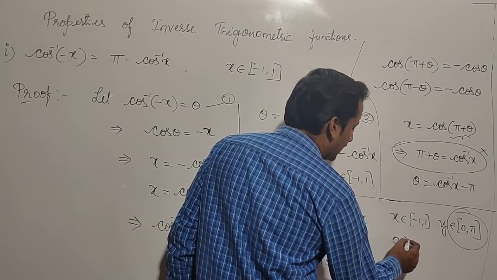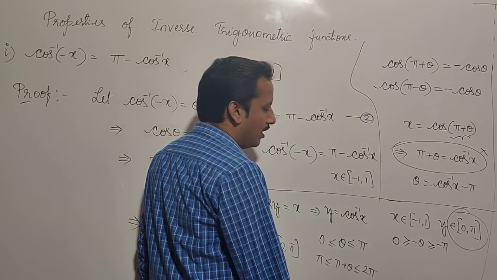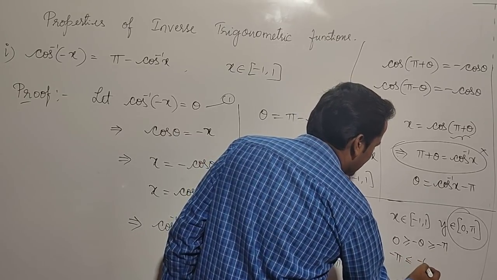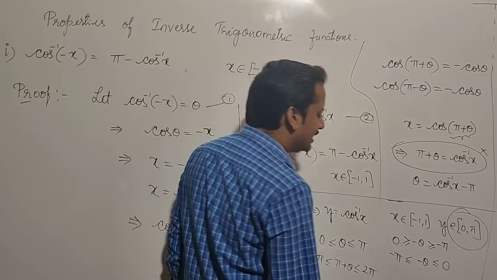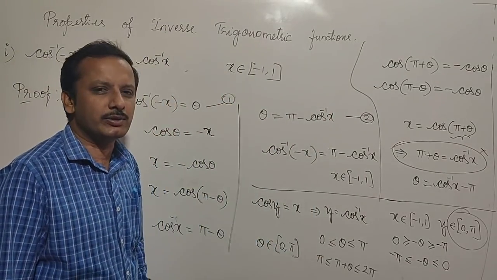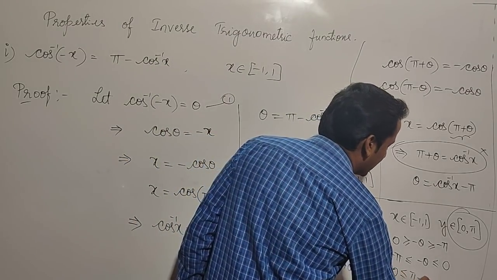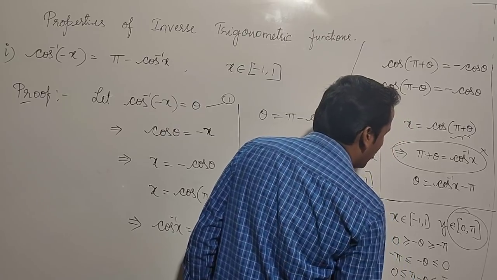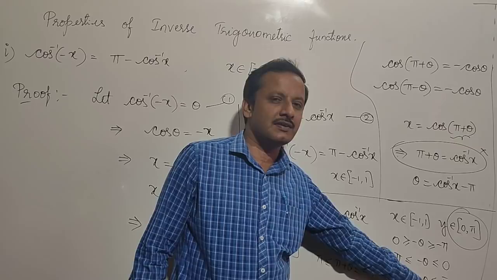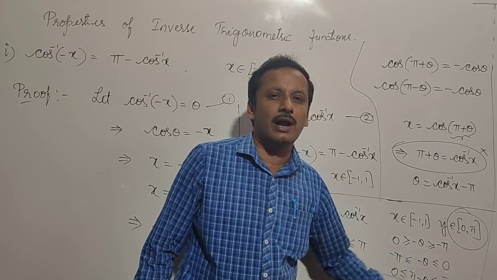So you have 0 greater than or equal to minus theta, greater than or equal to minus pi. Or if you reverse it, I can write minus pi less than or equal to minus theta less than or equal to 0. Now add pi to this inequality. Adding pi will give you 0 less than or equal to pi minus theta less than or equal to pi, which means pi minus theta lies in between 0 and pi.